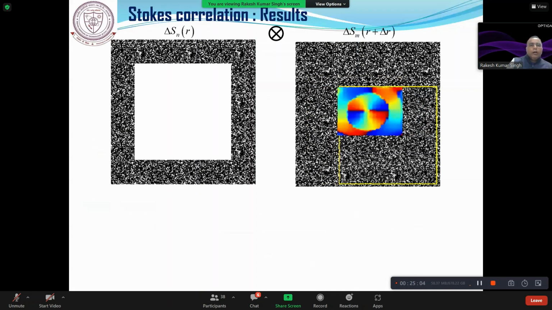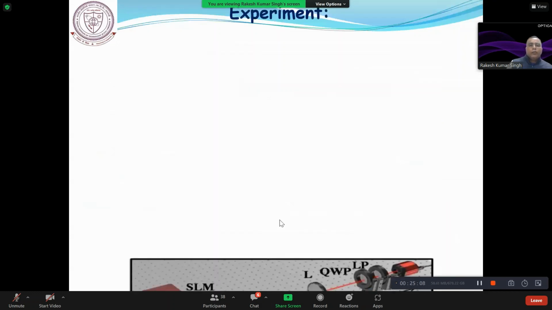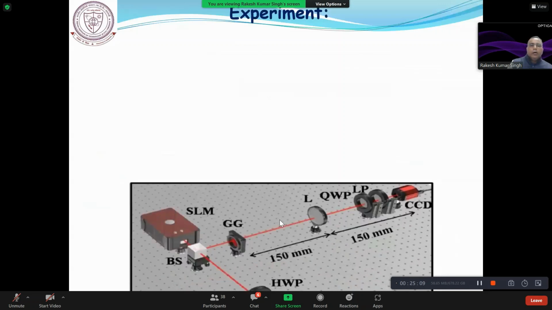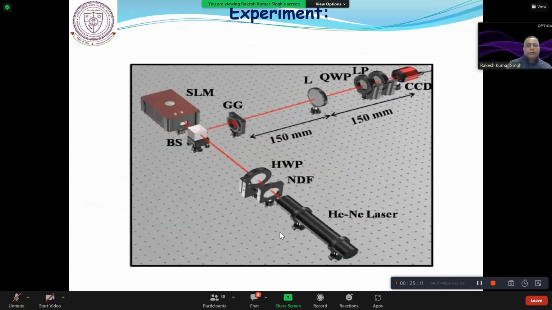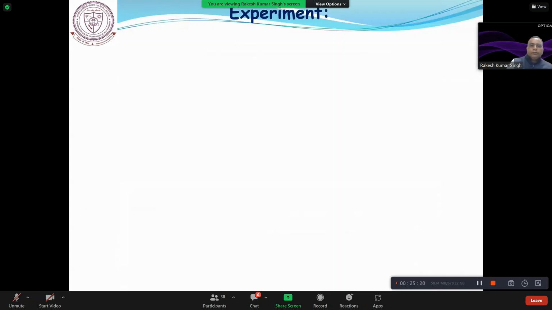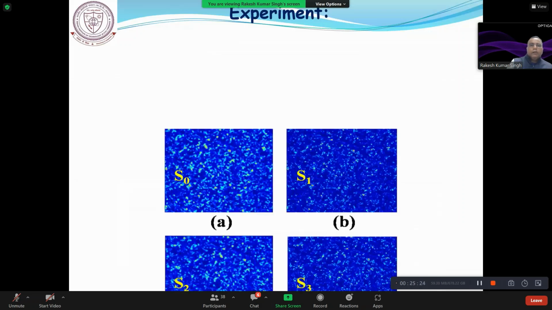In another work, we have demonstrated the combination of OAM modes rather than a single OAM mode, because in a more practical case, your object will have many OAM modes. So here we have demonstrated the composition of OAM modes. We use the speckle pattern Stokes parameters, and these are the combinations of the Stokes parameters.